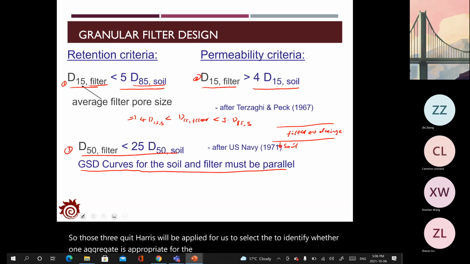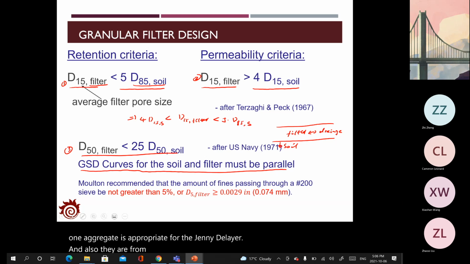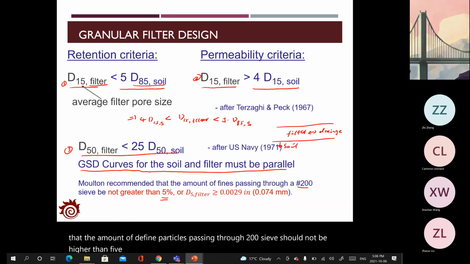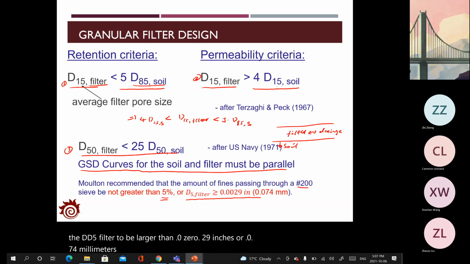And also, researchers recommended that the amount of fine particles passing through the number 200 sieve should not be higher than 5%. If it's higher than 5%, then we need to remove some portion of the fine particles from the aggregates. And this is also equivalent to D5 filter being larger than 0.0029 inches or 0.074 millimeters. So those would be the criteria we have to consider.